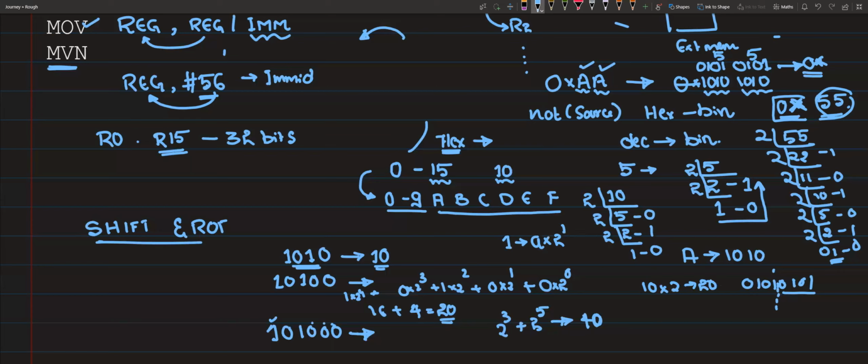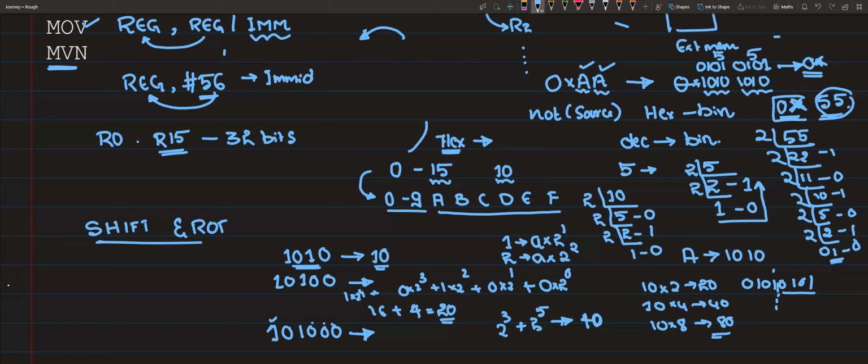Correct? When I shifted to position 2, it became 10 into 2 power 2. The original number was 10, and 2 power 2 is 4, so it became 40. If I shift again by 3, then it will become 10 into 2 power 3, that is 8. Next, if I shift right, it will become 80.